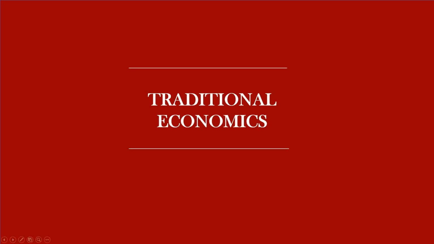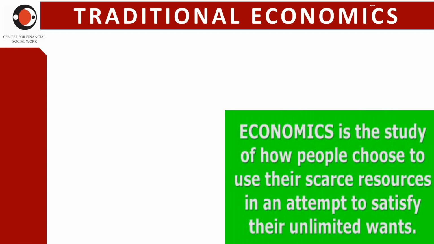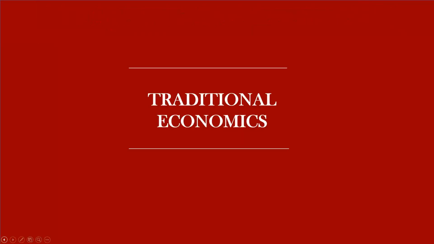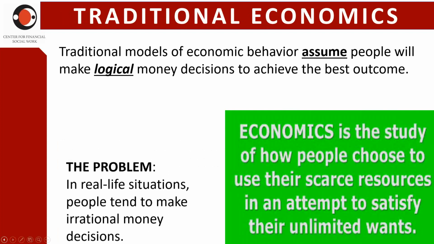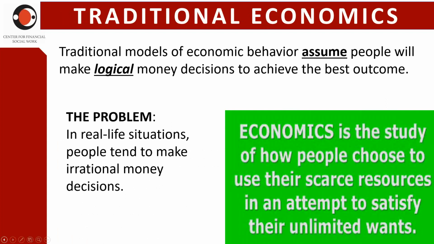Okay, so let's take a look to start off at traditional economics. Economics is the study of how people choose to use their scarce resources in an attempt to satisfy their unlimited wants. I think that's a pretty good definition. Traditional models of economic behavior assume, and we all know about assume, that people will make logical money decisions to achieve the best outcome. Oh, if only that were true. But in reality, the problem is that people tend to make irrational money decisions.